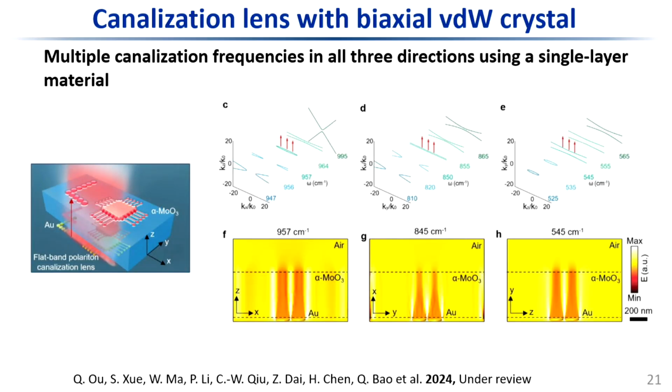The last one is about the recent progress on canalization lens using MoO3, which is a biaxial crystal, for imaging, and different from the uniaxial crystal hBN. In this biaxial crystal, we found that a single layer of this material can achieve multiple canalization regions in three directions: the Z direction, X direction, and Y direction.